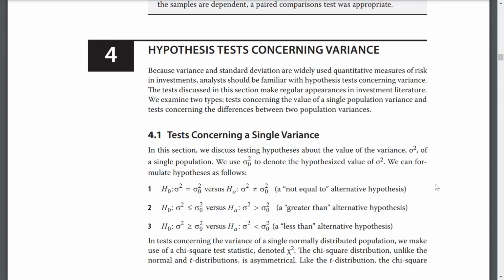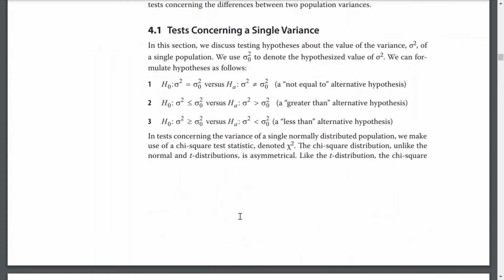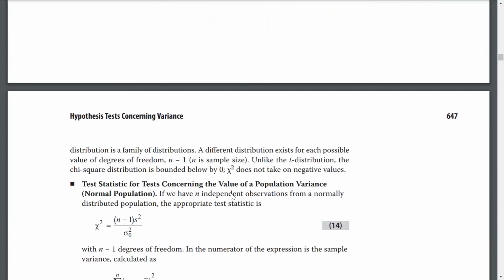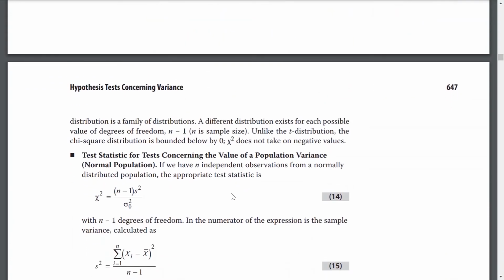As we can see right here, for the test concerning the variance of a single normally distributed population, we make use of the chi-squared test statistic, denoted as x squared. The chi-squared distribution, unlike the normal and t distributions, is asymmetrical. Like the t distribution, the chi-squared distribution is a family of distributions. A different distribution exists for each possible value of degrees of freedom, n-1, where n is the sample size.